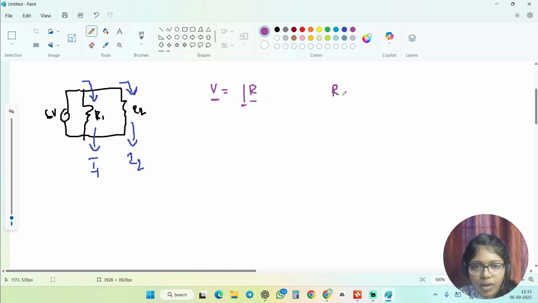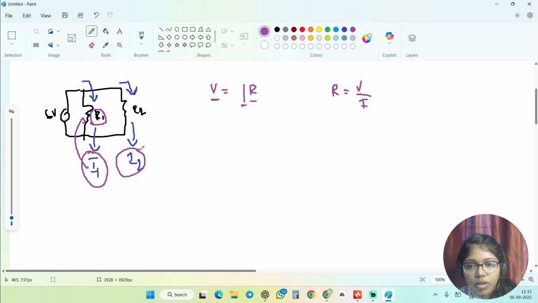If I want to find the resistance value, R equals V by I. So in this first scenario, I need to find how much current is flowing through R1, and how much current flows through R2. What is the I1 current and what is the I2 current? In this case, if you want to find the current I1, what are you going to do?